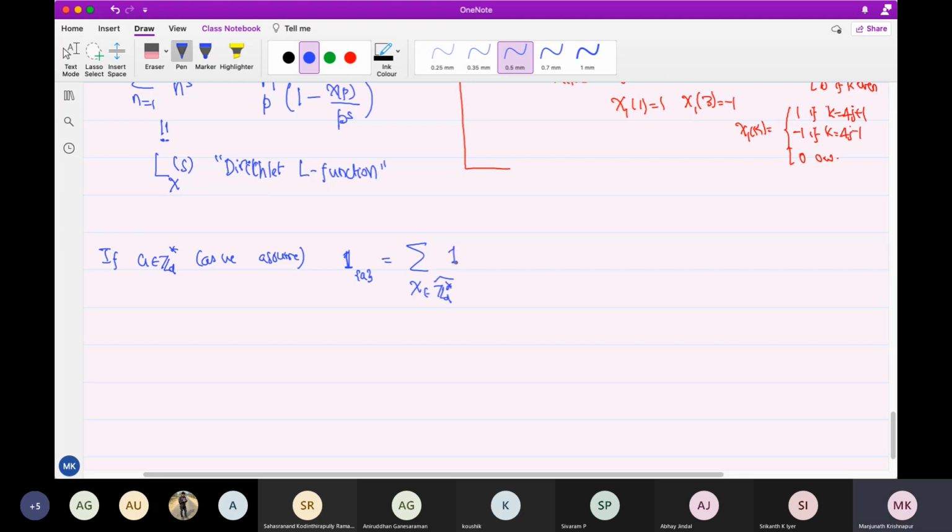Right? You agree to this, right? These are functions in L2 of Z_d star. You can write any function as, strictly speaking, I put a square root of the size of the group here, the way I defined the Fourier coefficient. So we have this Fourier expansion.